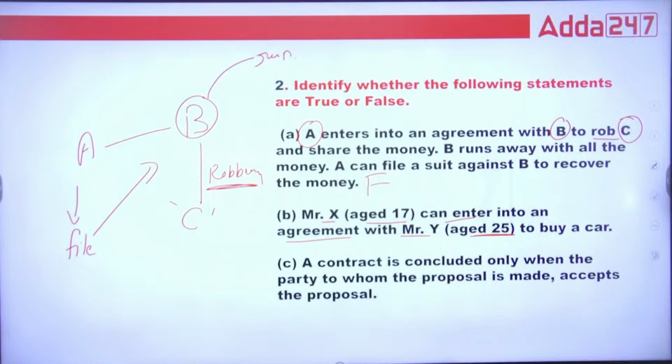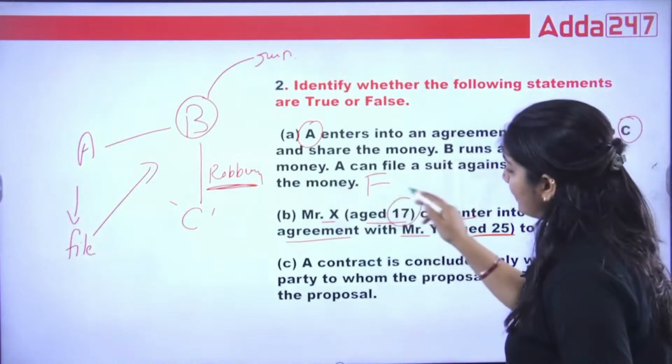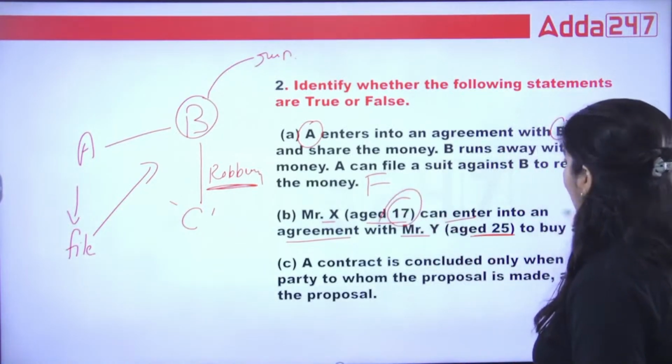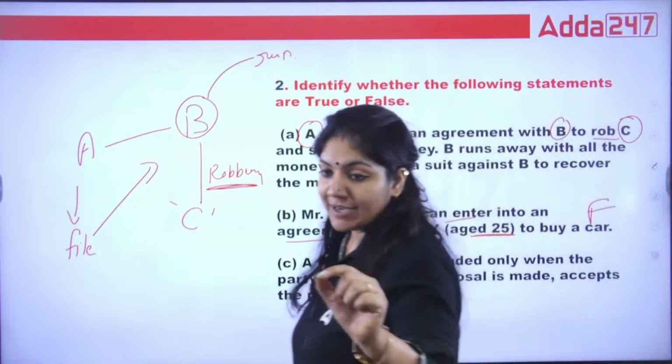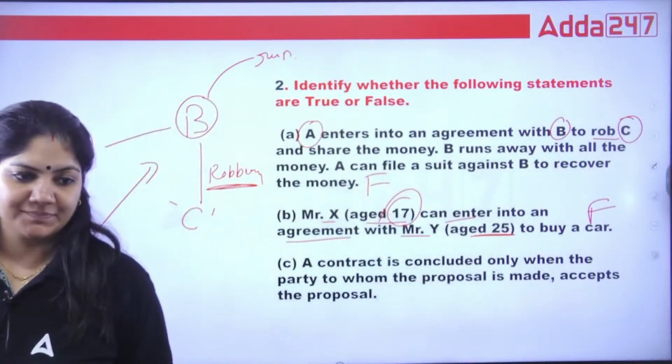This is true and false. X enters into the agreement with Y to buy a car. So class, X is 17. So this is false because a minor cannot do any contract.